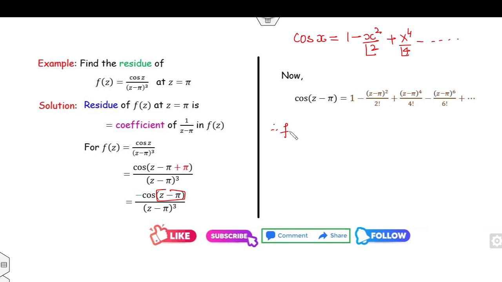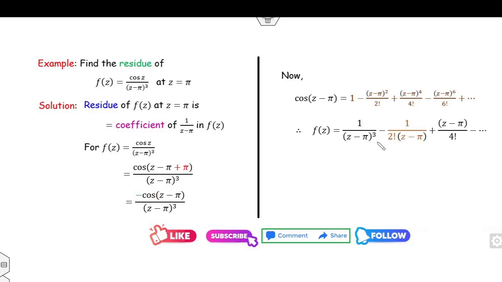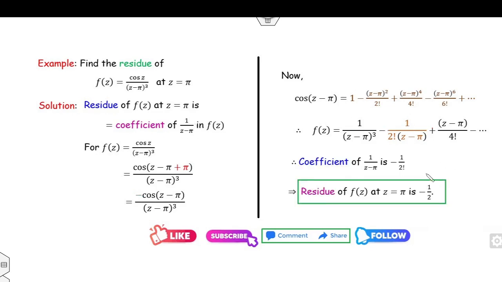So can you find the value of f of z? I can substitute the value of the cos in the numerator and divide it by this one. Oh, sorry, it's a negative also. So I can write it as a minus, a positive, a negative. Now can you find the coefficient of 1 over z minus pi? Clearly, the coefficient is negative, and because it's a negative also, it becomes positive. So the answer is 1 over 2 factorial is the residue.